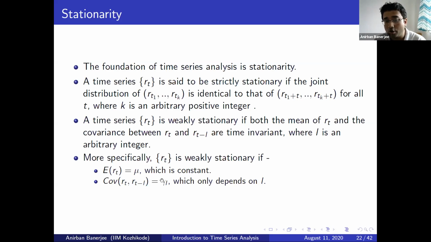That's a function of L only. That's not a function of T anymore. In that case, we can say this particular series is weakly stationary. Okay, all of you with me till this point?